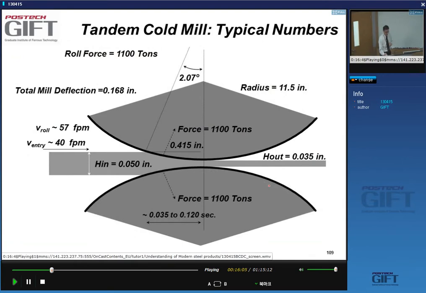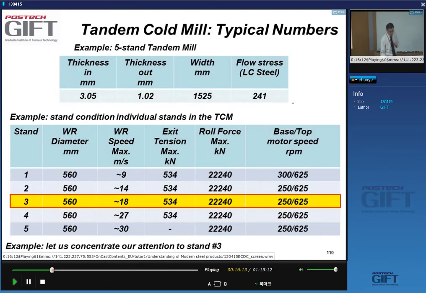Okay. Yes, so these are some similar data, but in inches. So, let's just for the heck of it, look at some numbers here. These are from a cold mill. We look at five stands. You have five rolling stands.